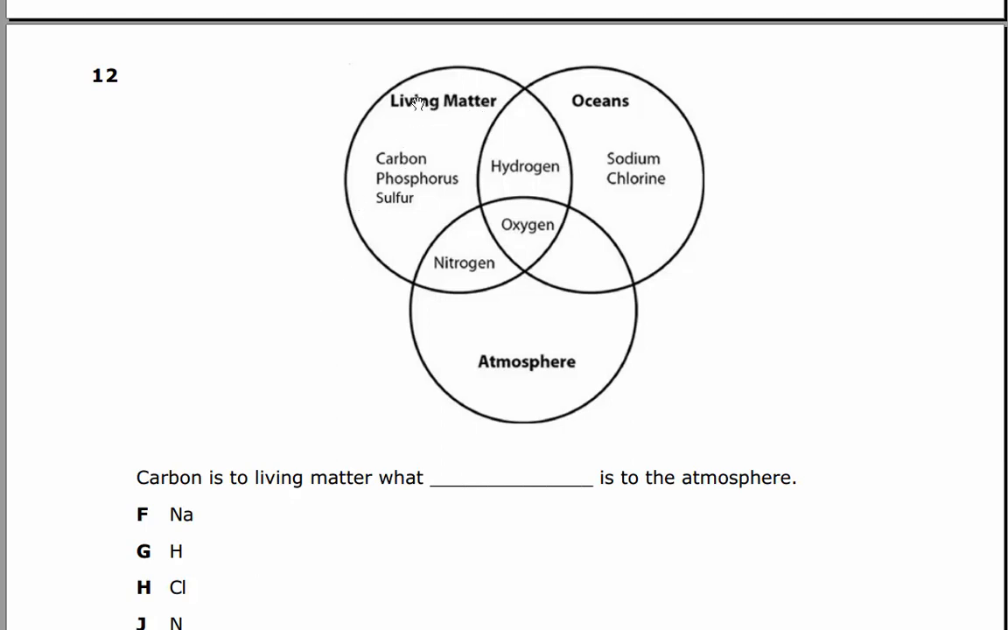Triple Venn diagram again, living matter, oceans, atmosphere. We got carbon, phosphorus, sulfur, nitrogen, hydrogen, oxygen, sodium, and chlorine. Carbon is to living matter what blank is to atmosphere. Is it sodium, G, hydrogen, H, chlorine, or J, N?